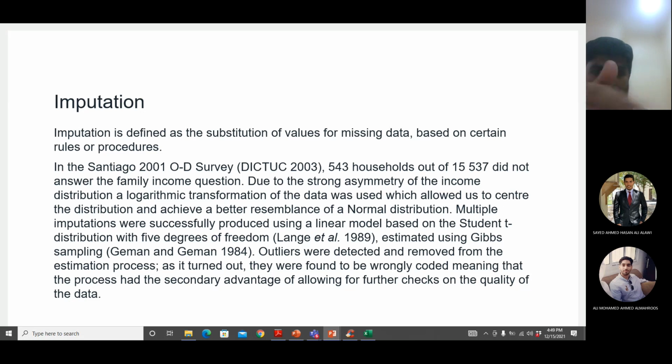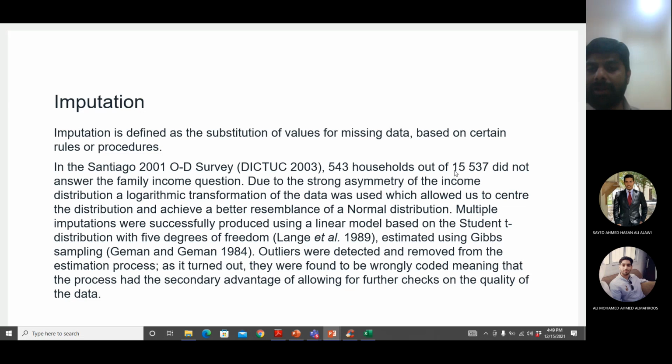They have given an example here. An OD survey was conducted in San Diego in 2001. 543 households out of 15,537 did not answer the family income question. So for these 543 households, the answer to the family income question is missing. So how to incorporate the family income for these 543 households? What they did, so they have the income from the remaining questionnaires, right?